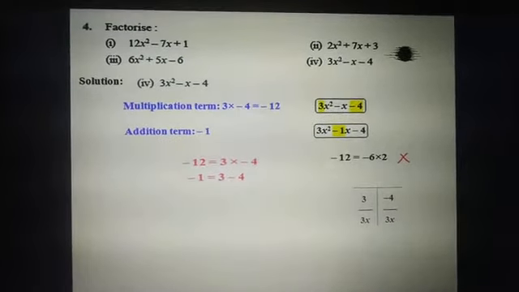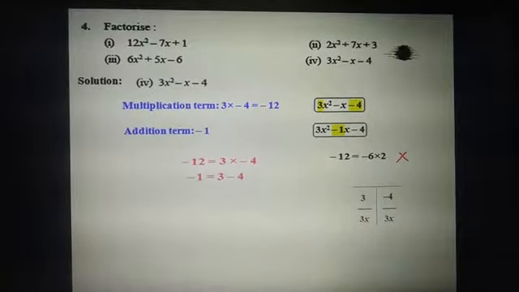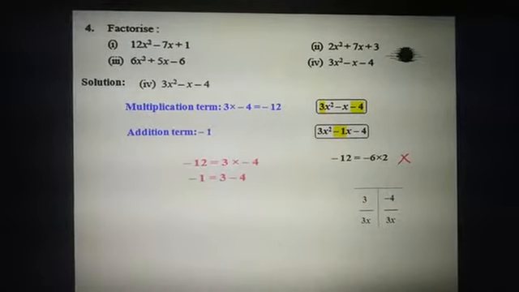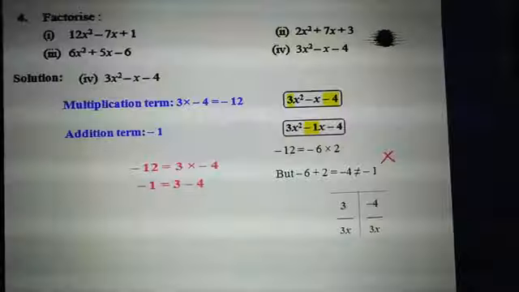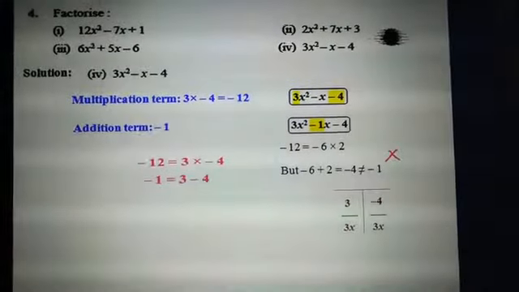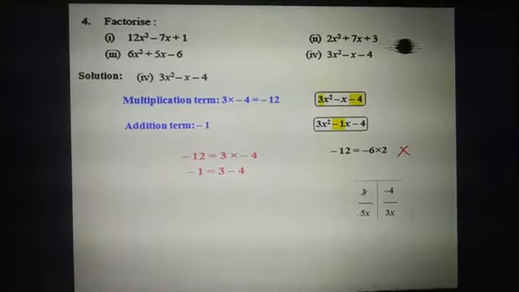Suppose 5x squared is there. So what should you do? 5x. Suppose simply x squared is there. What should you write? x. So here 3x squared is there. That's why here I have written by 3x, by 3x. So now here we can cancel 3.